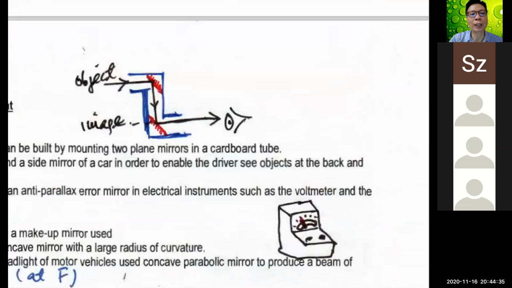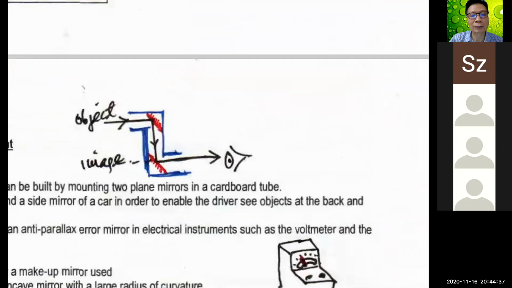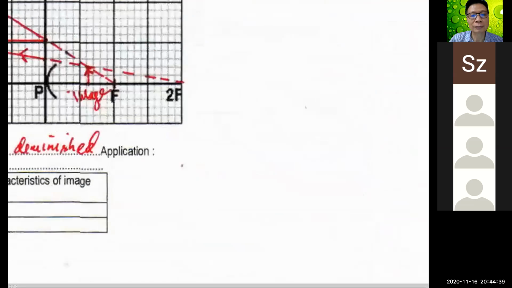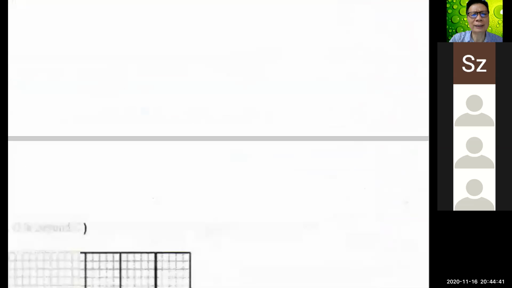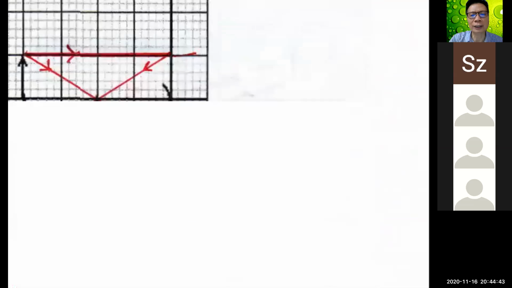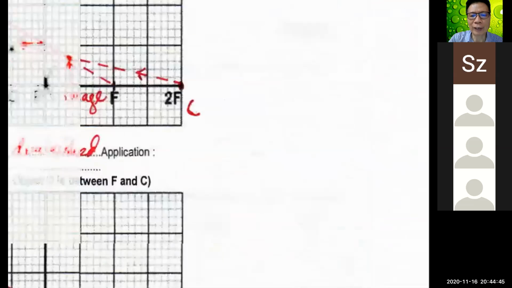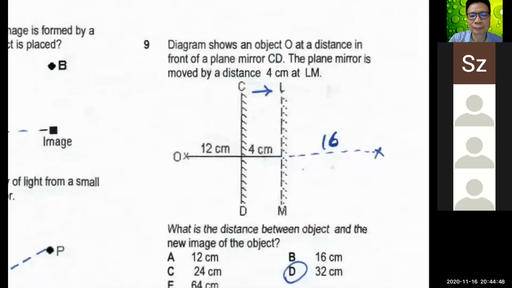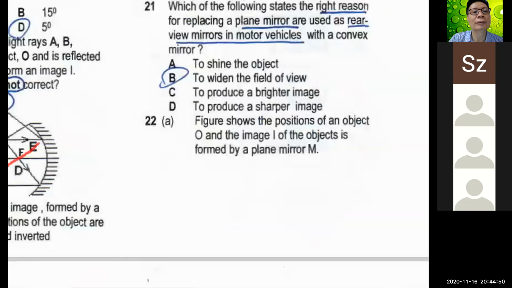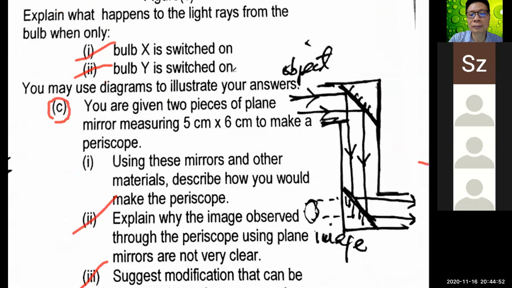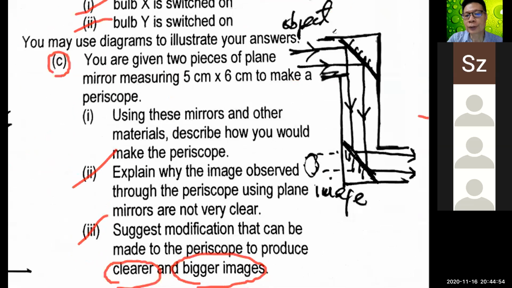I try to get the diagram from you. Prism one. Prism not here. No? The previous lesson, not in this lesson, okay? You cannot find the picture here. Okay, don't mind. You go and read the previous, last two lessons. Prism, put prism here, right?